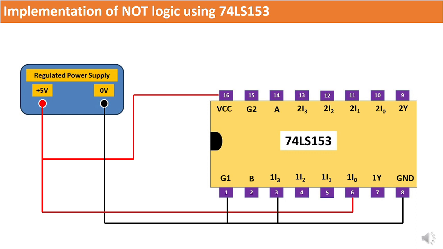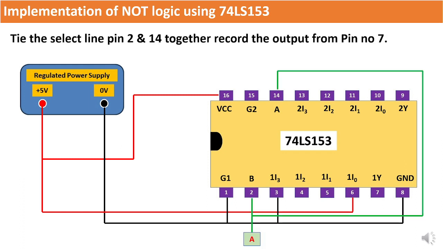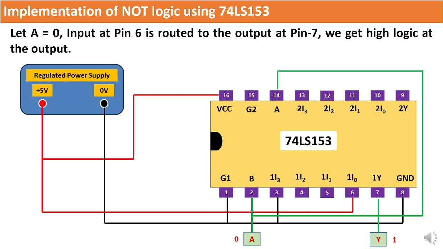Tie the select lines, that is pin number 2 and pin number 14, together, and record the output from pin number 7. By connecting the tied select lines, labeled as A, to logic 0, we ensure that the input line 1I0 is selected at the output. Additionally, since pin number 6 is connected to logic high, the output at pin number 7 will also be at a high logic level.